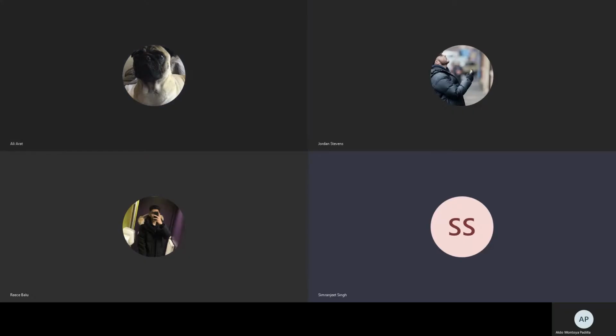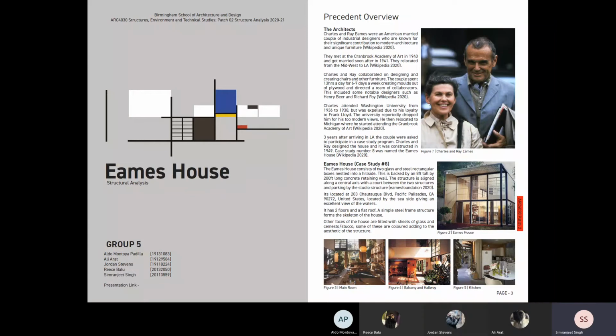In this batch, we look at the structure of the Eames house. The Eames house was built by Charles and Ray Eames in 1949. They were assigned case study number 8, and it became their future home. It's located in California by the seaside. It has 2 floors and a flat roof.